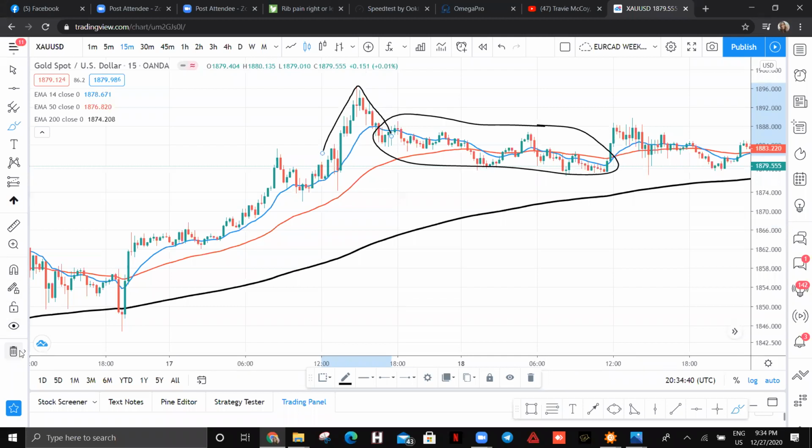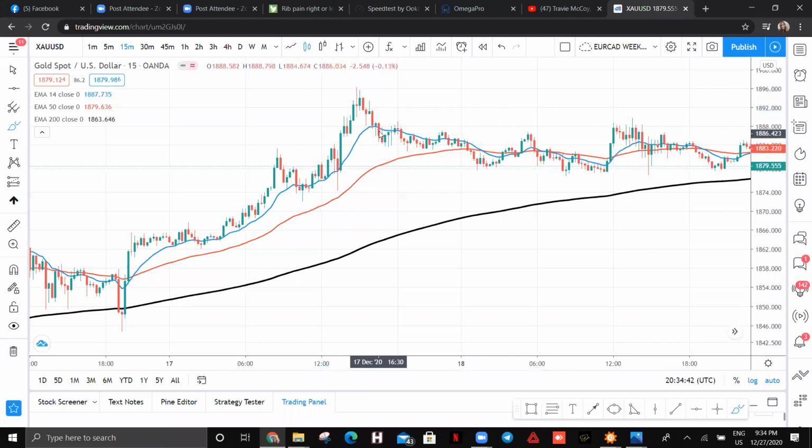Oh, I missed something. See this candle here. This one closes below my 14 EMA. So you can still exit from either here or here, depending on what you want. But if you see something of this nature, a glaring picture this way, it's good for you to exit the trade.